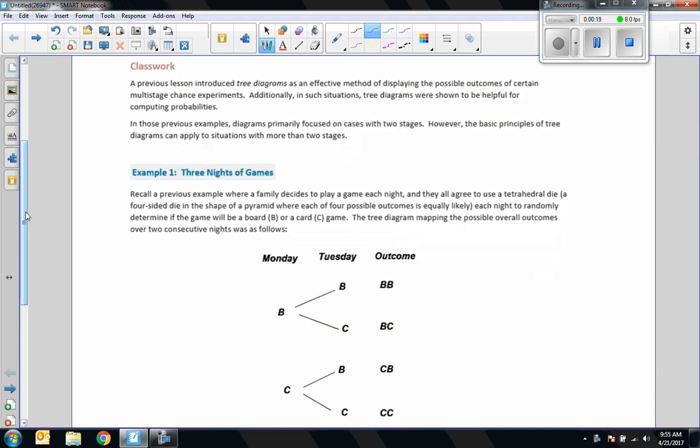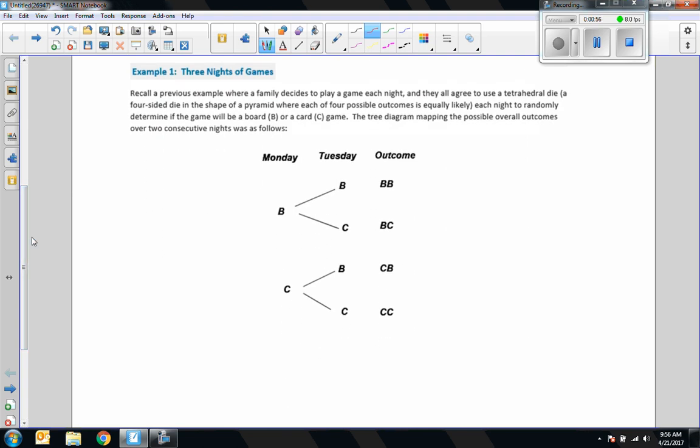Classwork says a previous lesson included tree diagrams as an effective method of displaying the possible outcomes of certain multi-stage chance experiments. Additionally, in such situations, tree diagrams were shown to be helpful in computing probabilities. In those previous examples, diagrams primarily focus on cases with two stages. However, the basic principles of tree diagrams can apply to situations with more than two stages. So here's our first example.